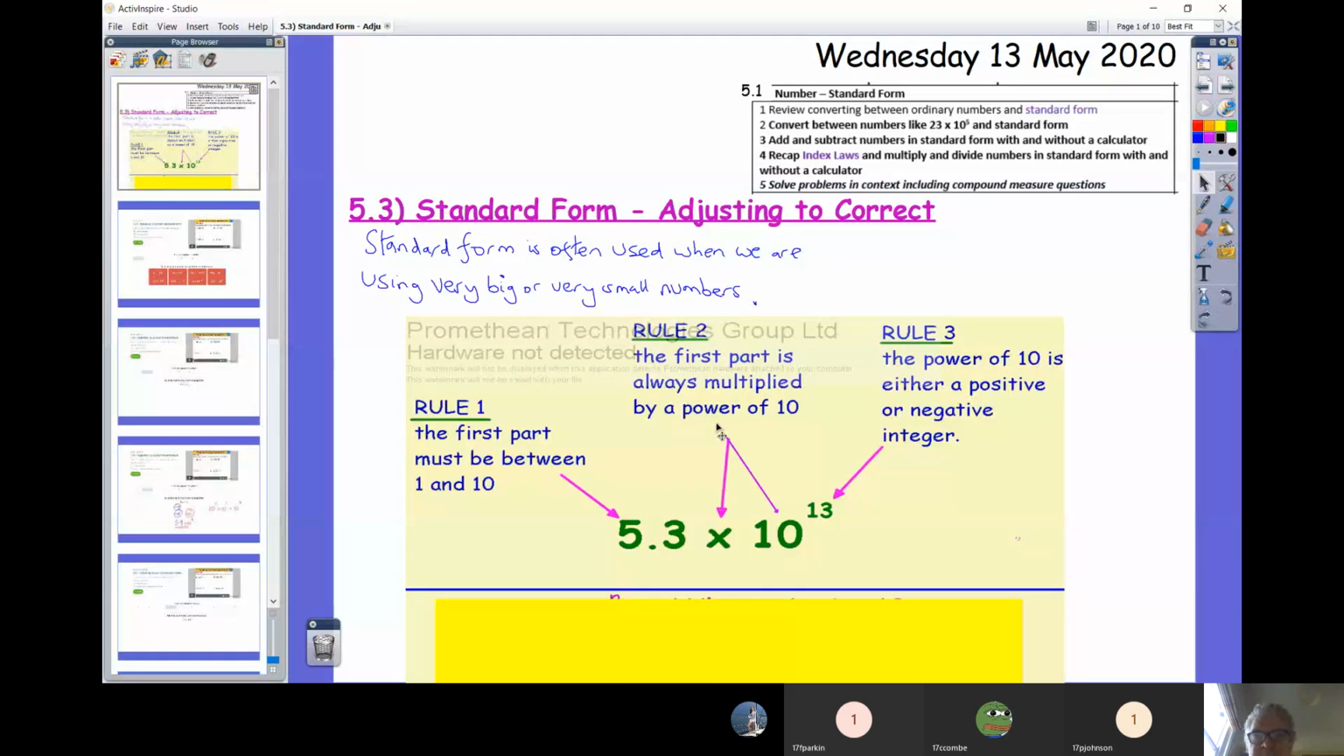So this is our third lesson on standard form.